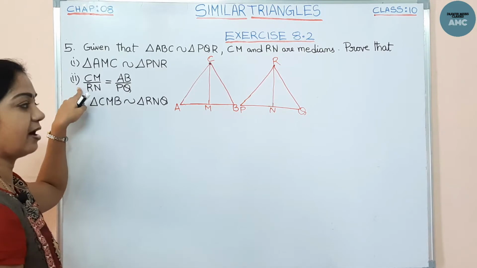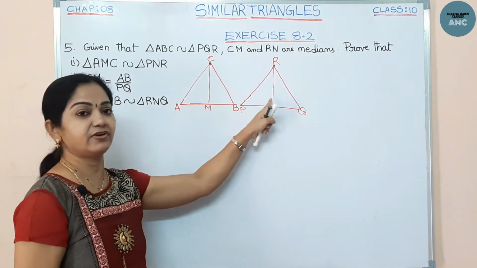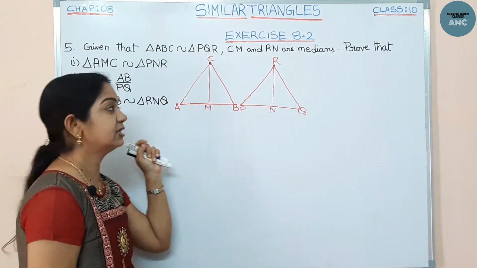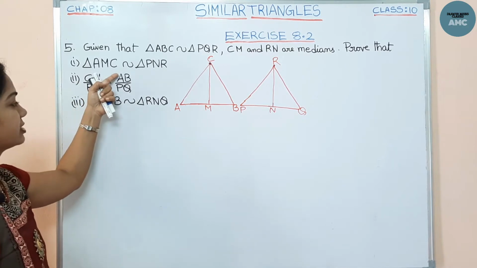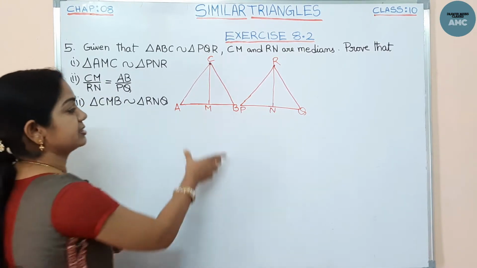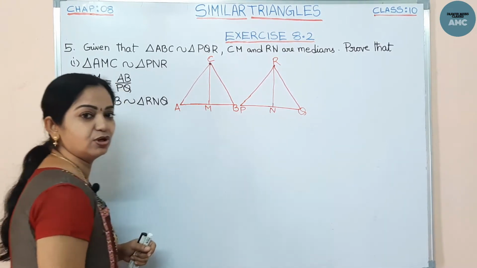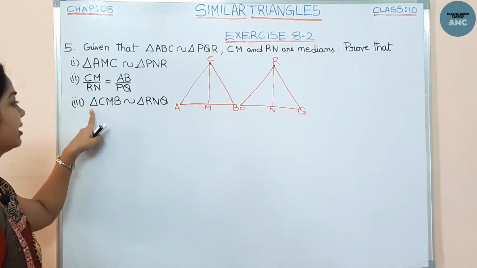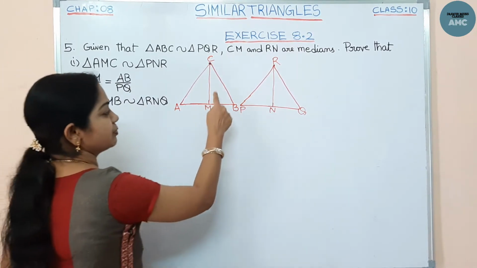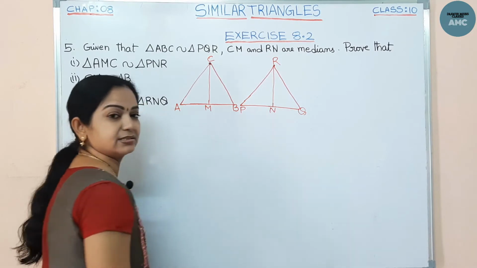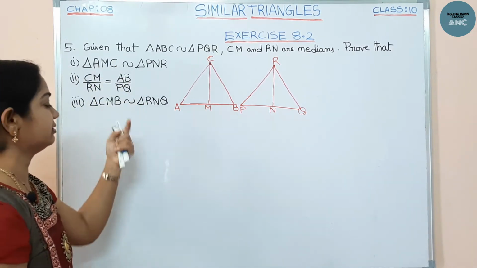And CM by RN, whereas these two are the medians, the ratio of their corresponding sides AB by PQ, that is AB by PQ. This we have to prove. Then the third one is that triangle CMB and triangle RNQ, the small triangle and the small triangle, are similar. So we need to prove all the three parts.